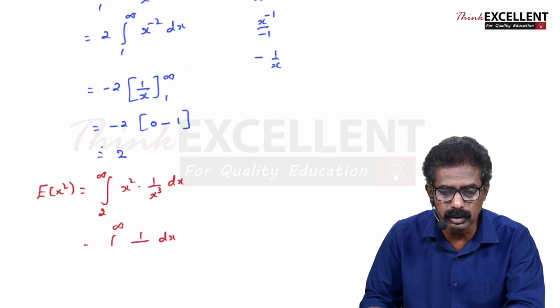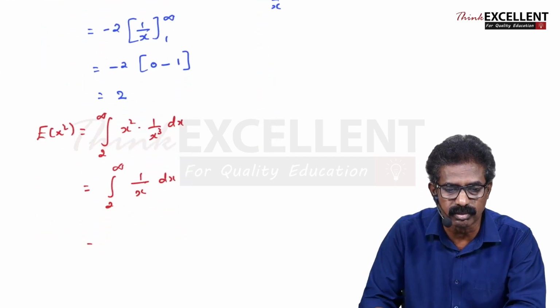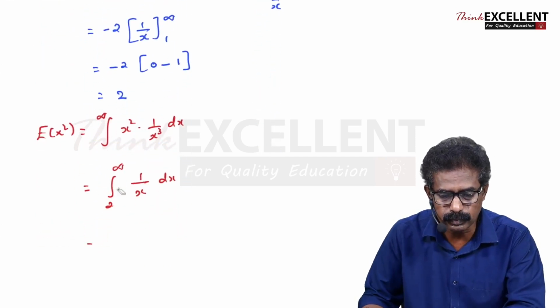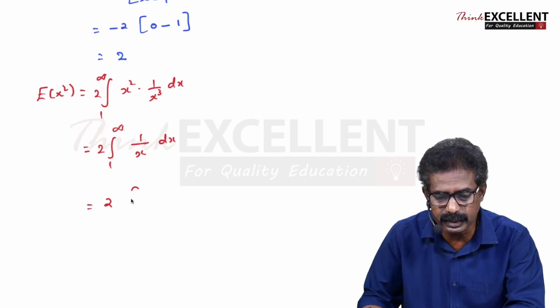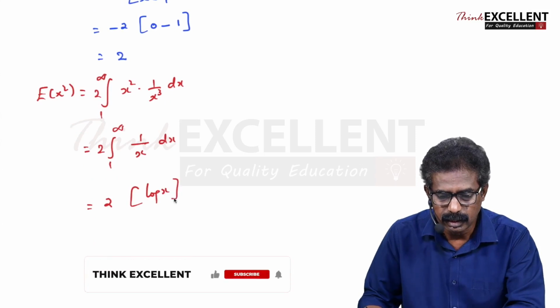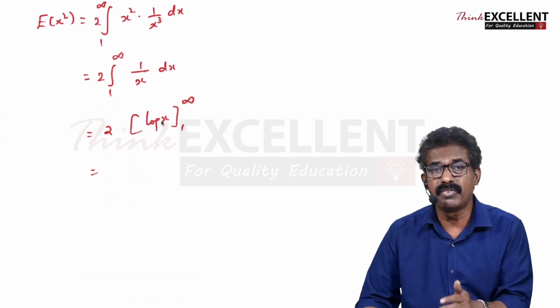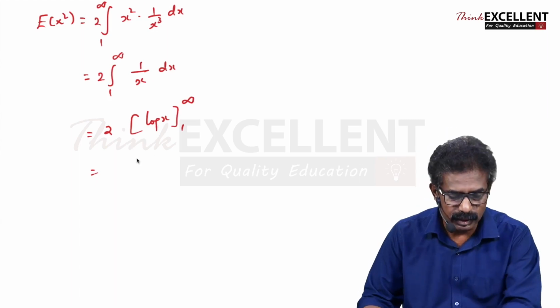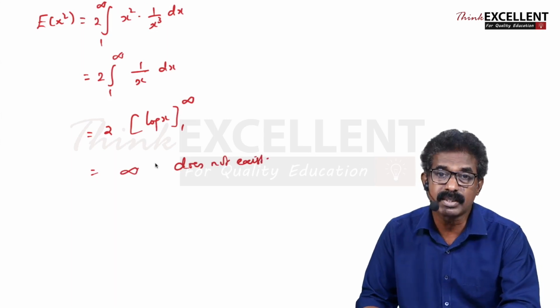So 2 into 1 by x integration log x, limit 1 to infinity. If I give infinity here, log infinity is infinity, so it does not exist. So E of x square does not exist.